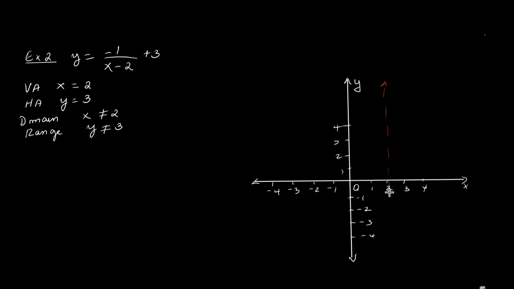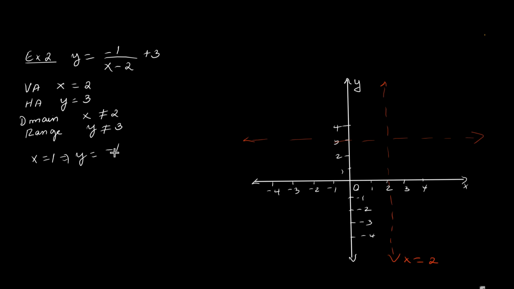Draw the asymptotes as dashed lines, a vertical dashed line at x equals 2 and a horizontal dashed line at y equals 3. Pick 2 points to the left and 2 points to the right of the vertical asymptote. To the left, x equals 1.